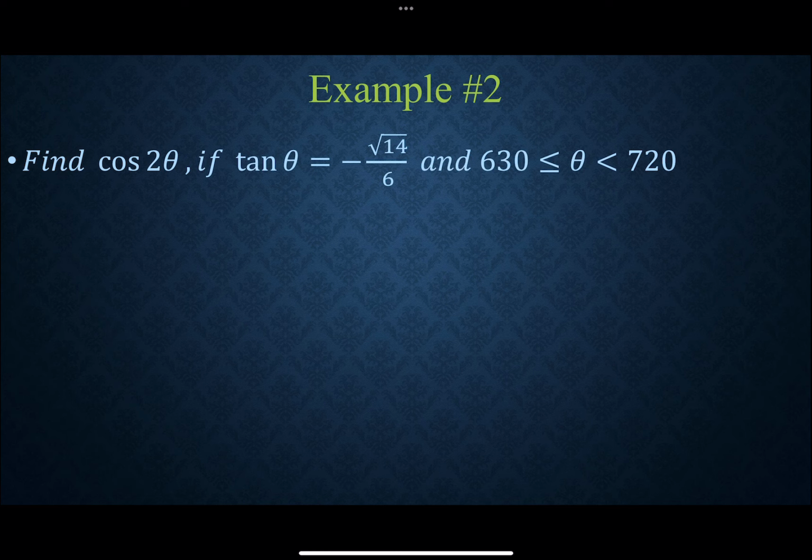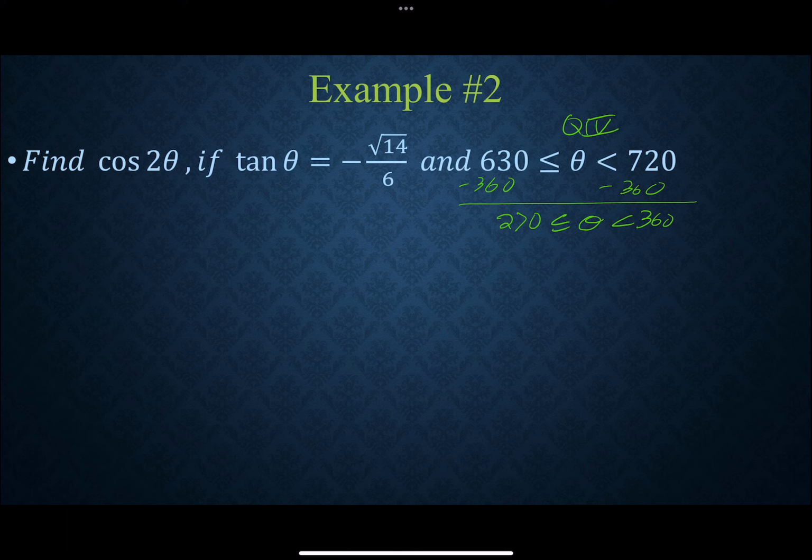Here we're given tangent is a negative root 14 over 6. And theta is in between 630 and 720. So we're going to have to subtract 360 first off. Figure out where the heck we actually are operating, because that's beyond our unit circle. And that's equivalent to being in between 270 and 360. So we are operating in quadrant 4 for single theta.